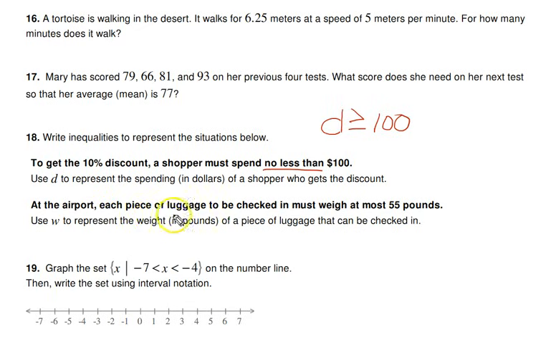At the airport, each piece of luggage to be checked in must weigh at most 55 pounds. So here, W has to be less than or equal to 55. All right. Again, it took some thinking about what inequality sign you are going to use. All right, let's go on.